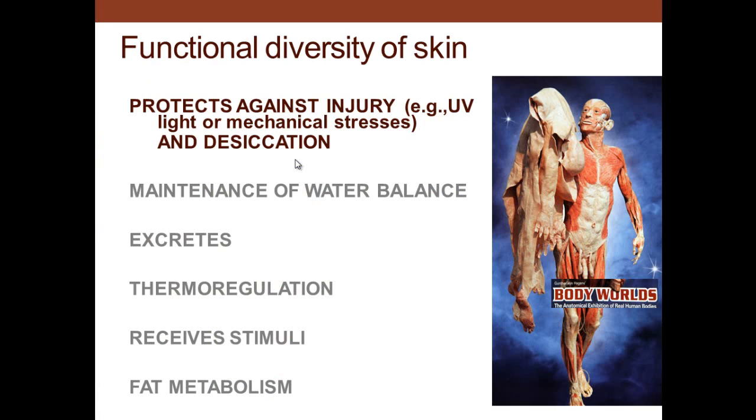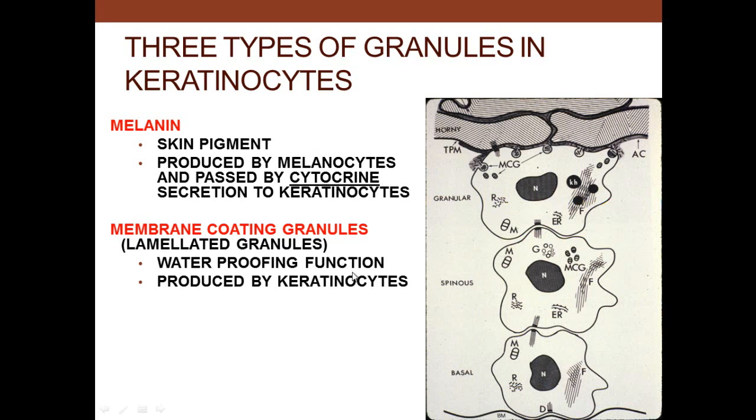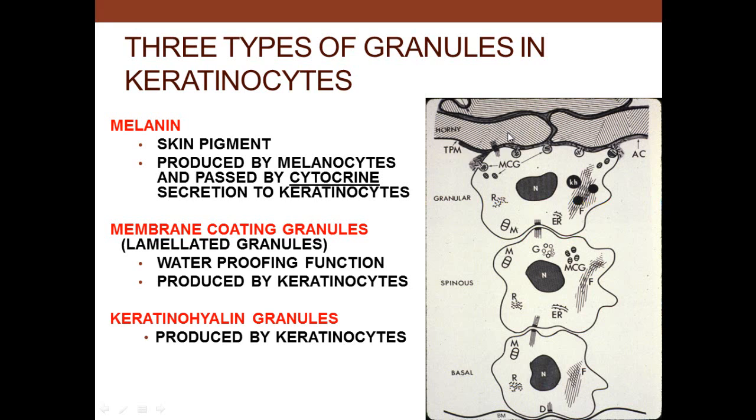So in functional diversity, remember there's a lot of things. It protects against injury, against UV light, mechanical stress, desiccation. Those are some of the things that it does. The melanin granules are one of those that's associated with this. They're produced by the melanocyte and carried on to the keratinocyte, and here we see some melanin granules in there. Also, there's a membrane coating granule that is discharged at the stratum granulosum, and the membrane coating granule coats the membranes for the stratum corneum.